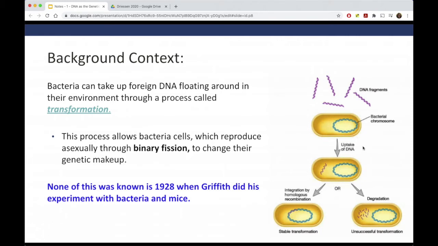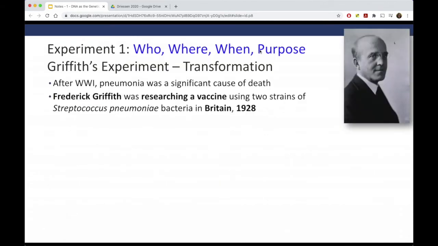And again, just to pause, Griffith did not know that they can take up DNA. He is just going into this using bacteria without recognizing this, but I wanted to give you this background at least. Okay, so none of this was known in 1928 when Griffith is doing his experiment with bacteria and mice. So Frederick Griffith was, again, studying. You learned about Frederick Griffith briefly in the documentary you watched.